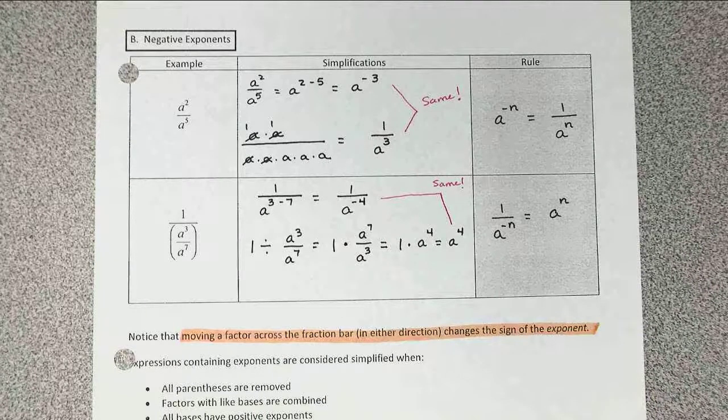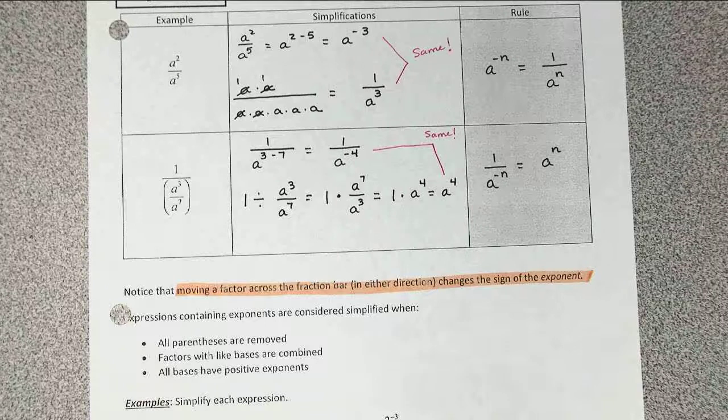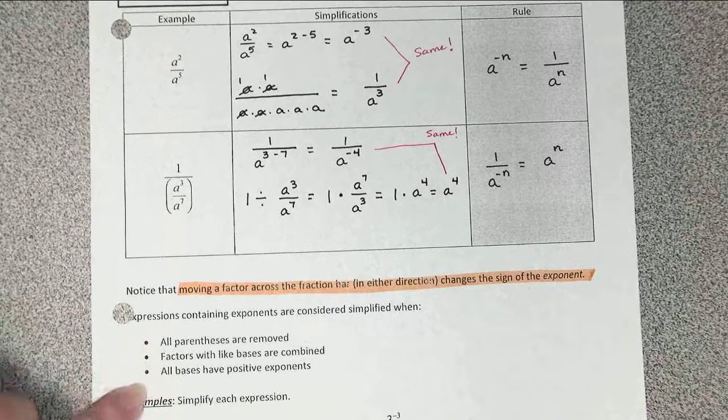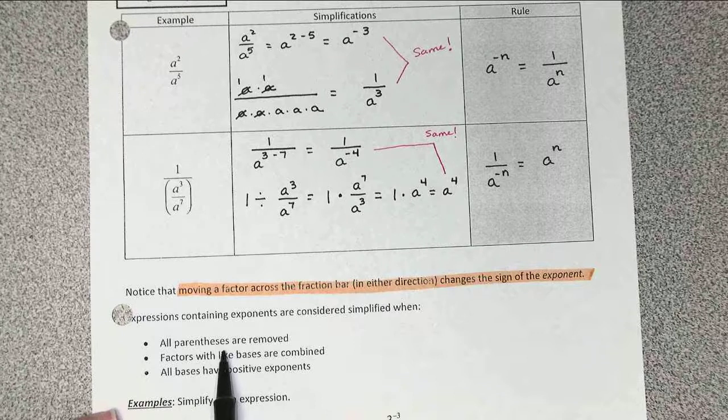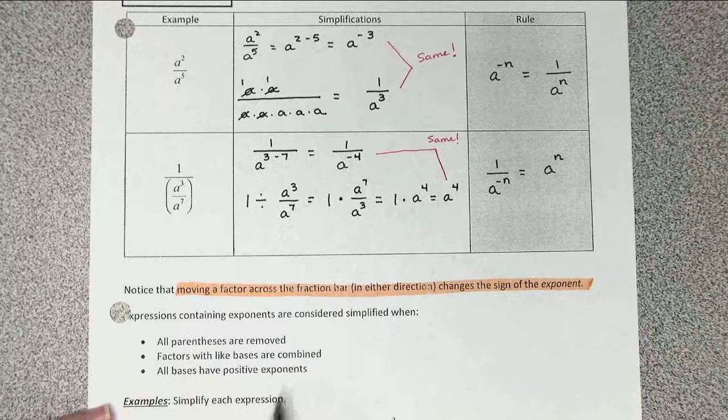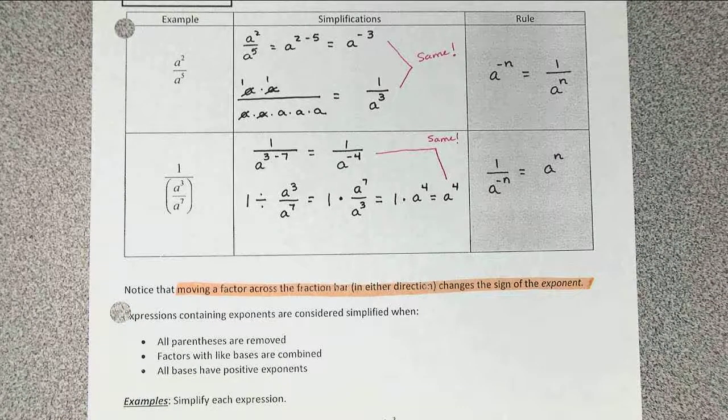And all of our expressions will be considered simplified if these 3 criteria are satisfied. All parentheses are removed, factors with like bases are combined, and then here's a new one. All bases must have positive exponents. If they don't, we'll use these rules to move our factor across the fraction bar and change the negative exponent to a positive one. All right, let's look at a few examples.